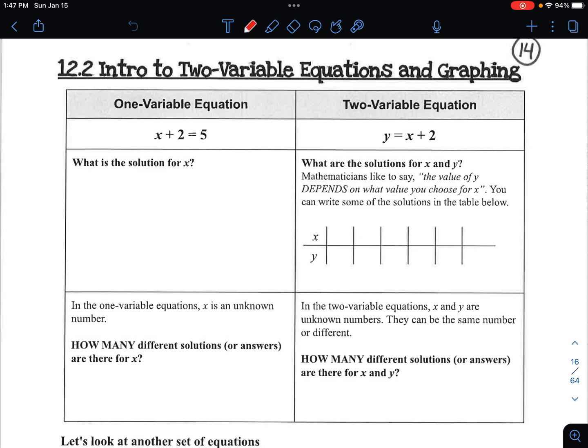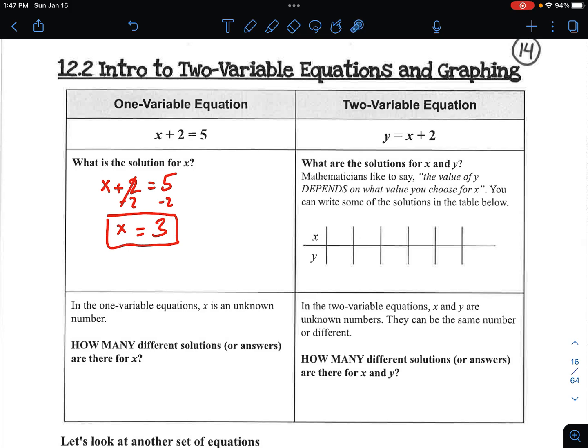I mean, we can solve it. x plus 2 equals 5, and we can solve by subtracting 2 from both sides and finding out that x equals 3. Or, I mean, it's kind of obvious, right? 3 plus 2 equals 5. So we have one solution. It's x equals 3.